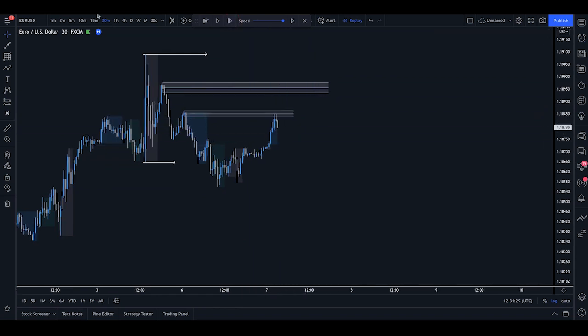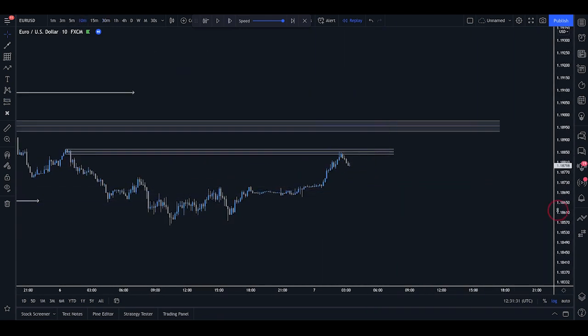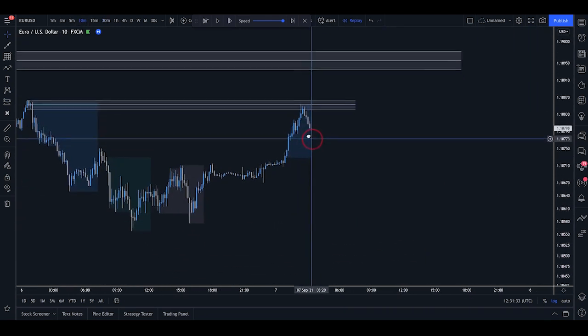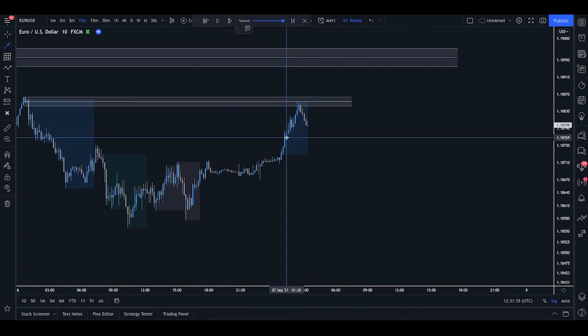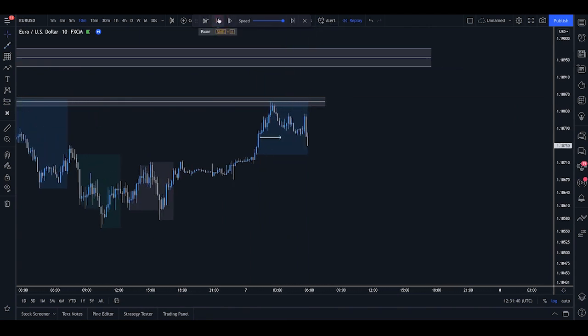So letting the market play out, we actually see price push into that supply zone. Now, at this point, we wouldn't really want to sell straight away. What I would first want to see is obviously a break under some significant structure. If we can get that, we could then begin looking for shorts.